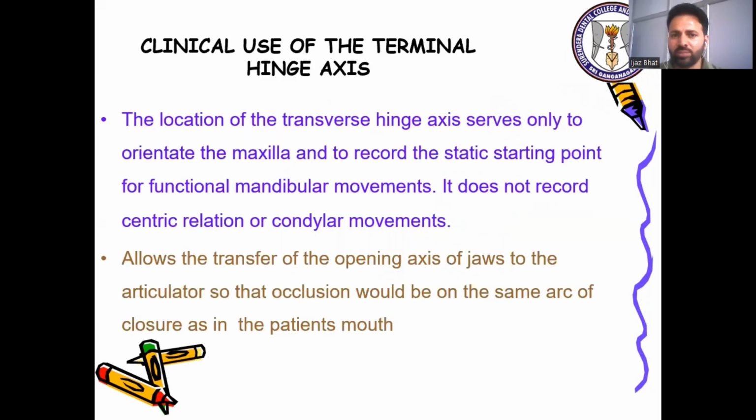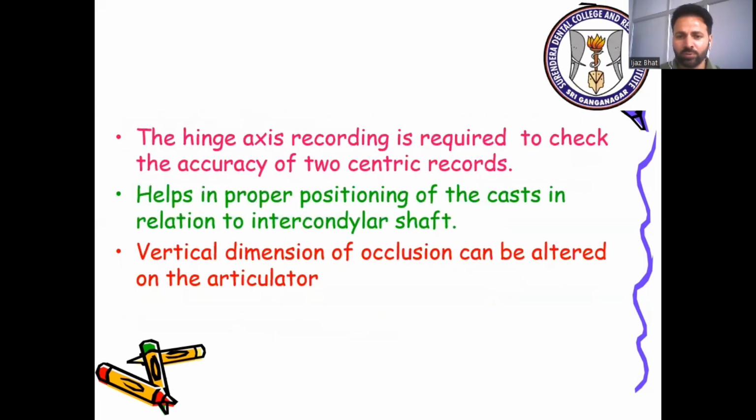Clinical uses of the terminal hinge axis. The location of the transverse hinge axis serves only to orient the maxilla and to record the static starting point for the functional mandibular movements. It does not record centric relation or condylar movements. It allows the transfer of the opening axis of the jaws to the articulator so that the occlusion would be on the same arc of closure as in the patient's mouth.